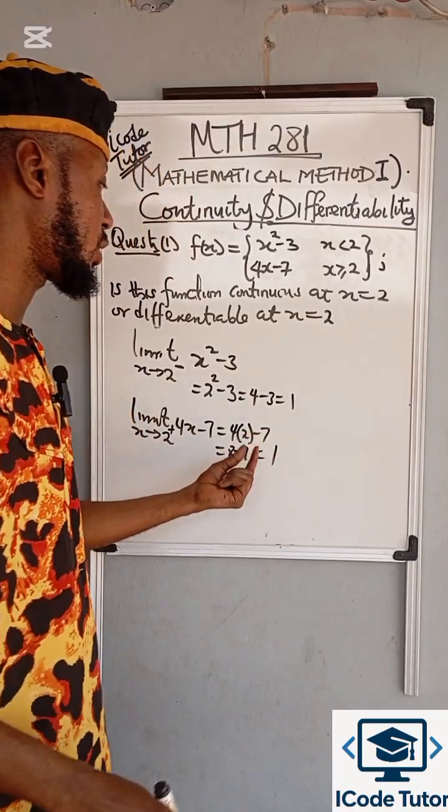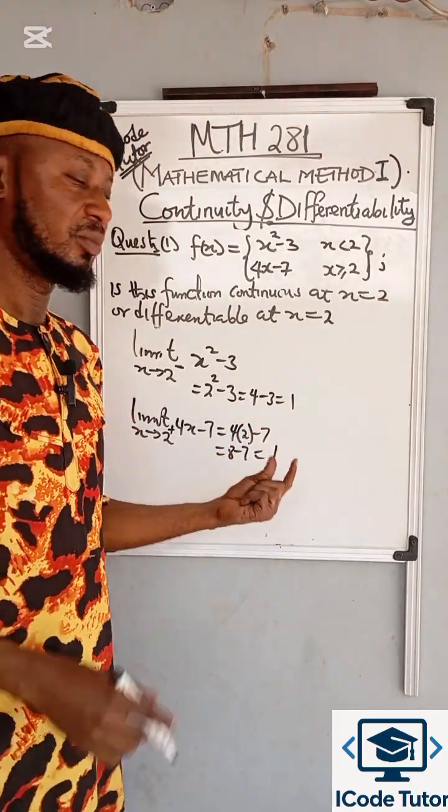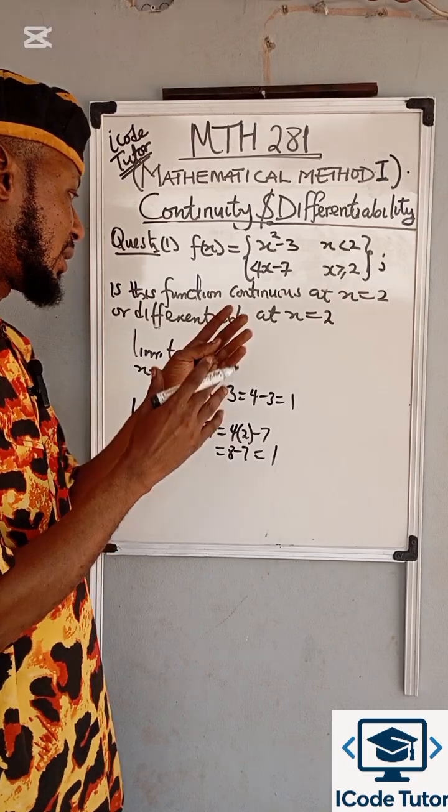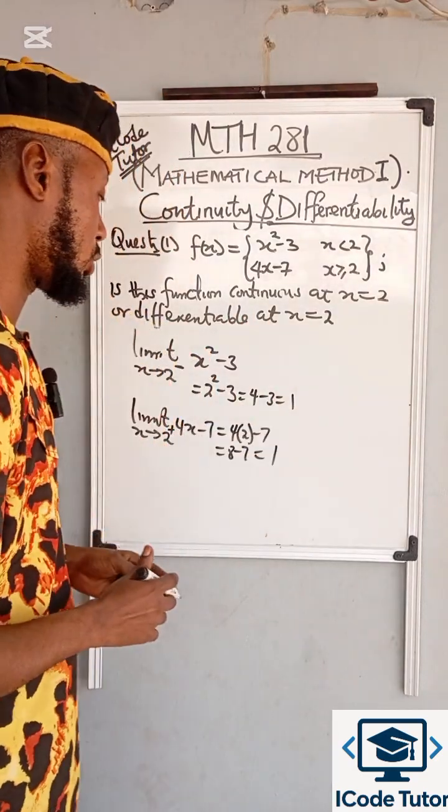Now if you look at this function, it is continuous, because the values of the right and left functions are equal to each other.